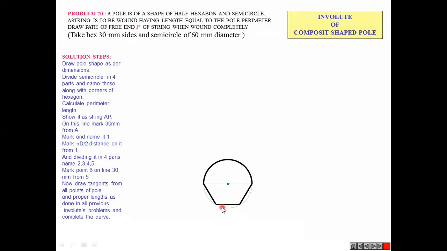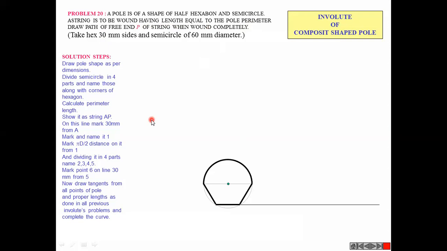Right? Till now it was a circle and we were talking about pi d, pi d, pi d, because pi d is the perimeter of a circle. Now the shape has changed. There is no name for this shape, so what will we say? Perimeter of the shape. So the length is the same as the perimeter. That is the thing. Draw the path of a free end when wound completely. Fine. So we will proceed now.